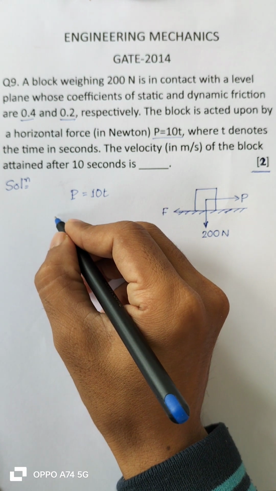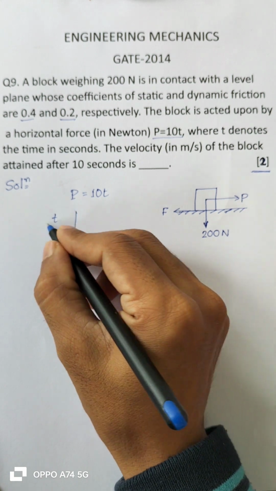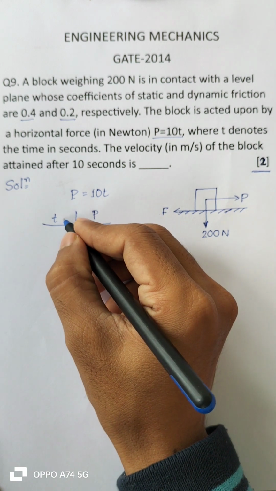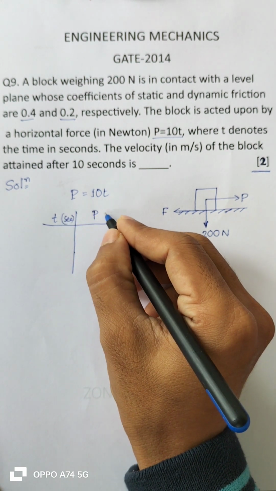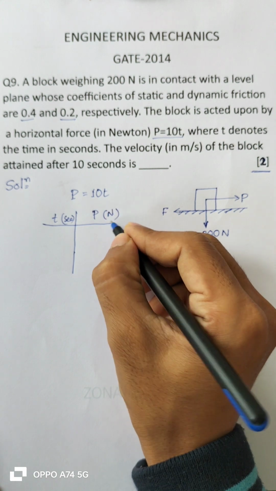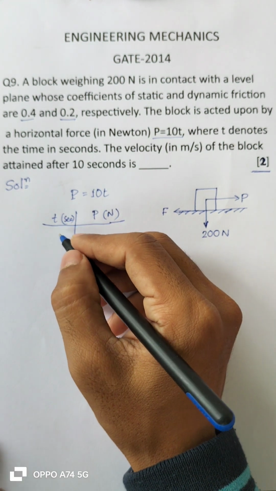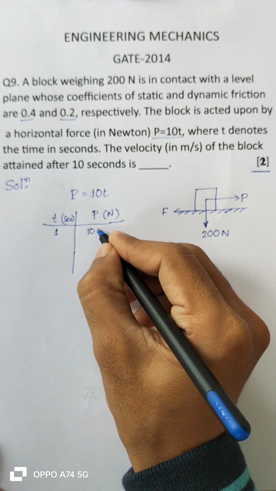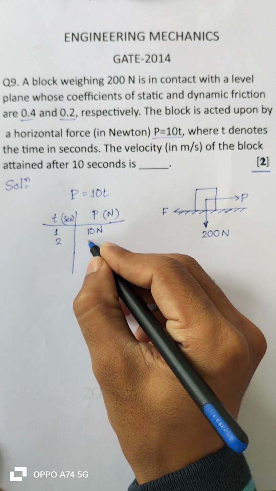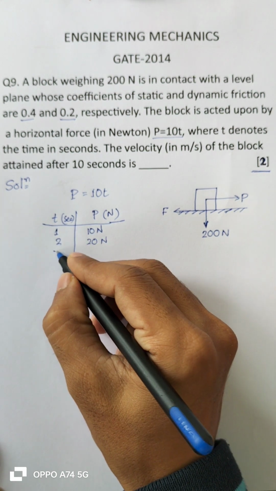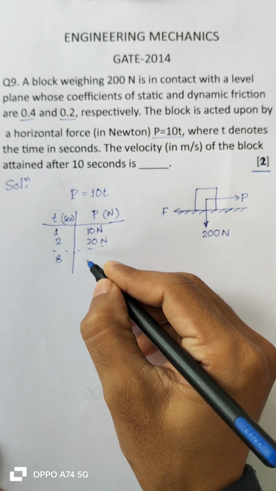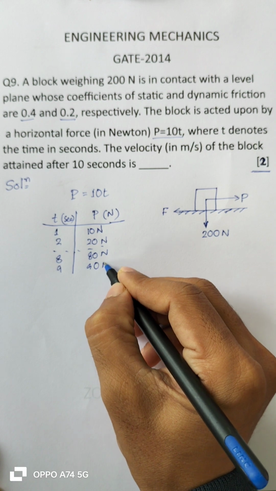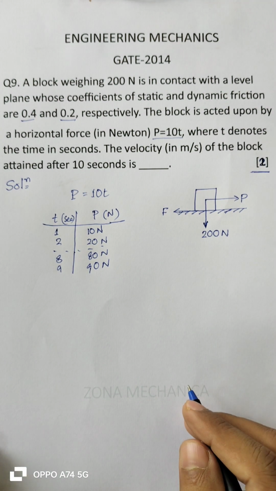So if this is t in seconds and this is P in newtons, if t is 1 second, what will be P? 10 Newton. If 2 seconds, then 20 Newton, right? Likewise, if it is 8, then 80 Newton. If it is 9, 90 Newton, and so on.